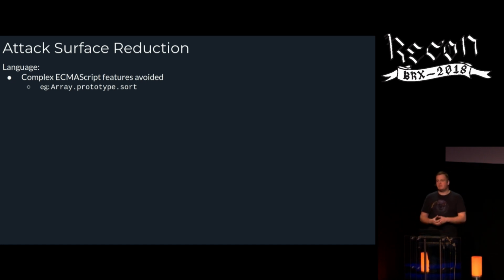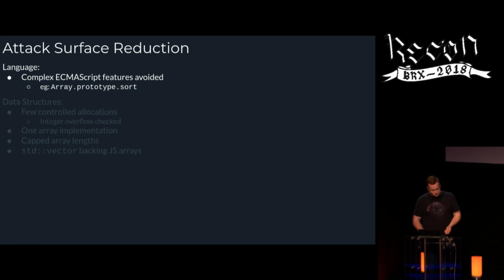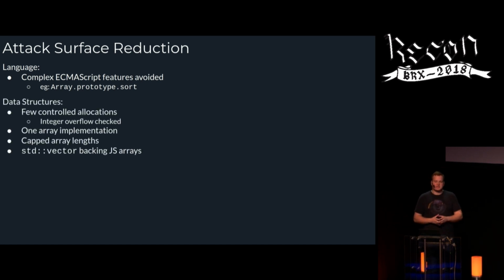Or, for example, the escape bug. They were so careful about checking never to have an integer overflow or heap overflow that they actually broke the runtime, but at least it's secure. In terms of data structures, as I said, there are very few controlled allocations. There's only one array implementation. You don't have multiple typed arrays. You don't have uint8 arrays, uint16 arrays, things like that. It's just array, and it just has a bunch of 32-bit values, pointers, whatever it may be.